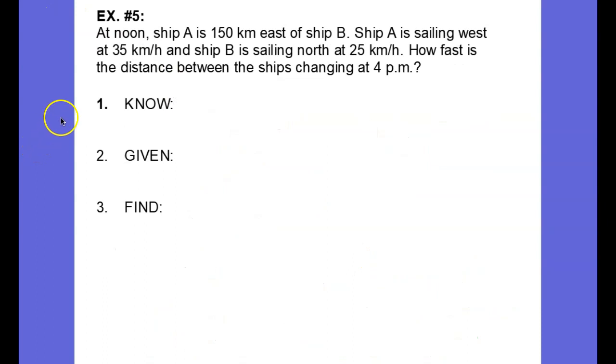In example 5, we're told that at noon, ship A is 150 kilometers east of ship B. Ship A is sailing west at 35 kilometers per hour, and ship B is sailing north at 25 kilometers per hour. How fast is the distance between the ships changing at 4 p.m.? Let's start by drawing a picture based on this problem.